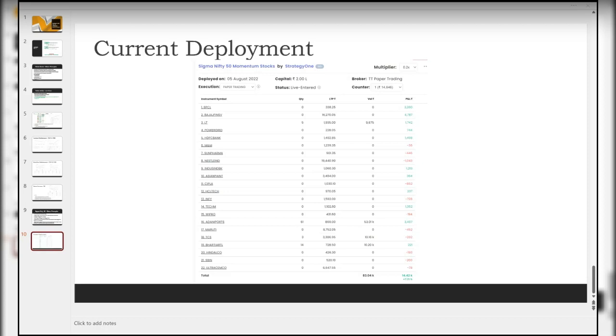You're talking about the average returns? Yeah, I'm talking about Sigma. So Sigma, on Tradetron, I deployed it.